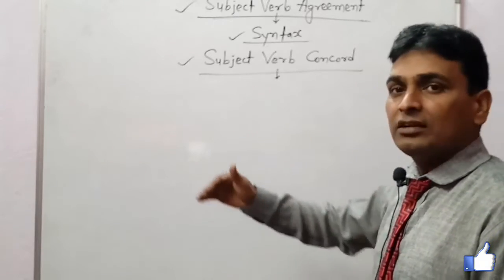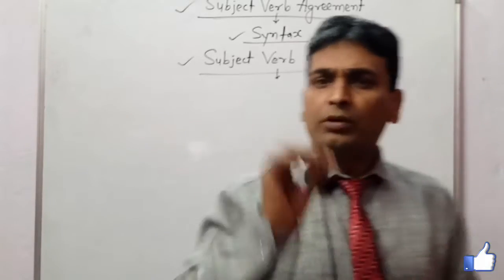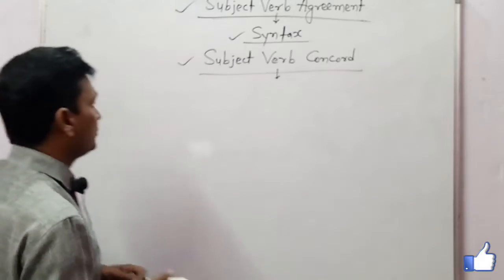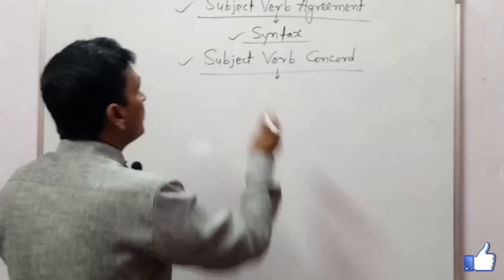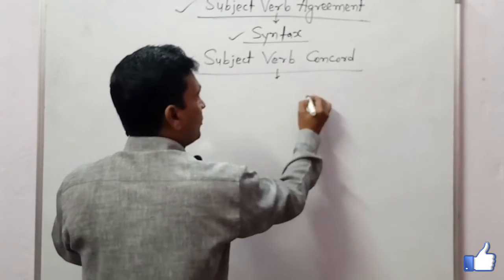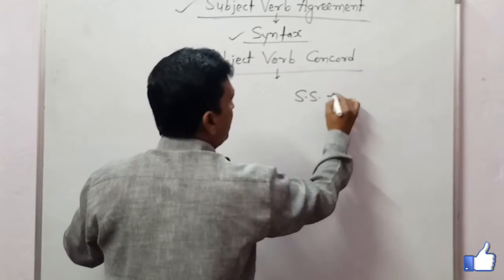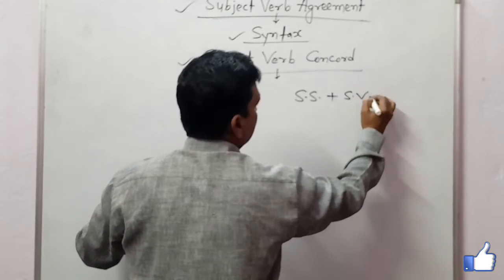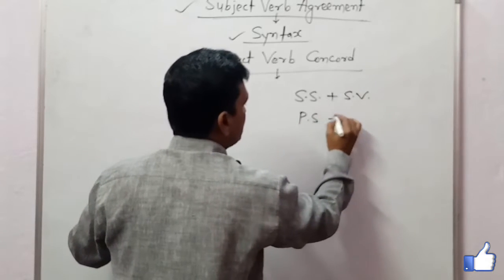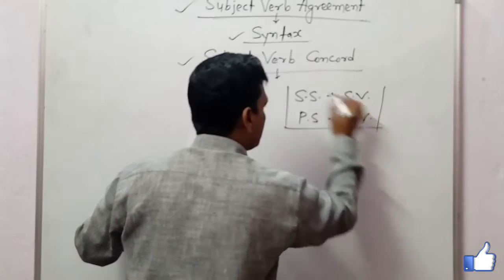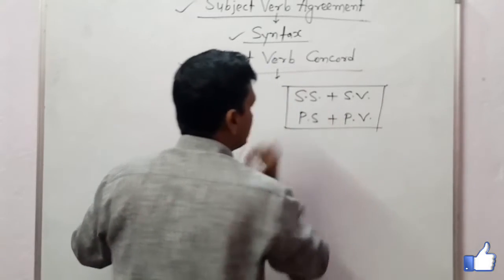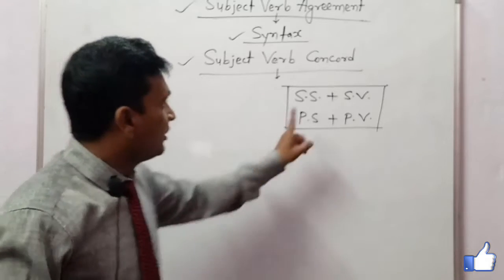Okay, so before that, I'm going to make you understand some important points. There is a very simple rule for subject verb agreement. That is: SS plus SV and PS plus PV. So this is a very simple rule. I am just telling you the meaning of SS and SV, and PS and PV.